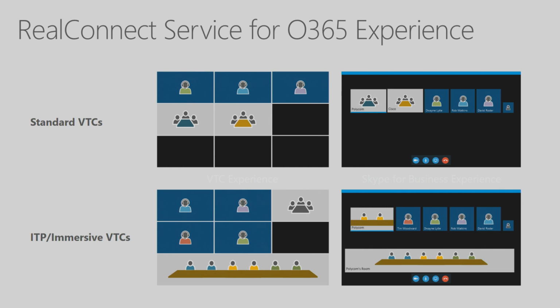So let's talk a little bit about the experience in the new service, because what we just saw a moment ago was a video of the on-premises experience. So online it's slightly different, very slightly. As you can see on the top there, we have two layouts. On the left, we have a layout from a standards-based VTC or room system. On the right, we have a Skype for Business client.